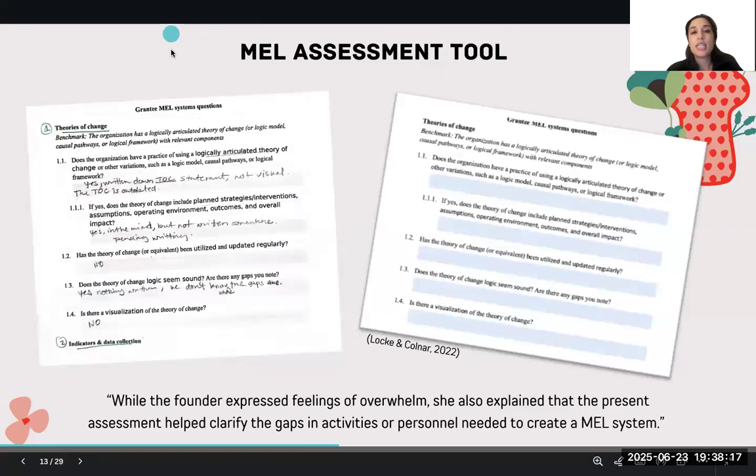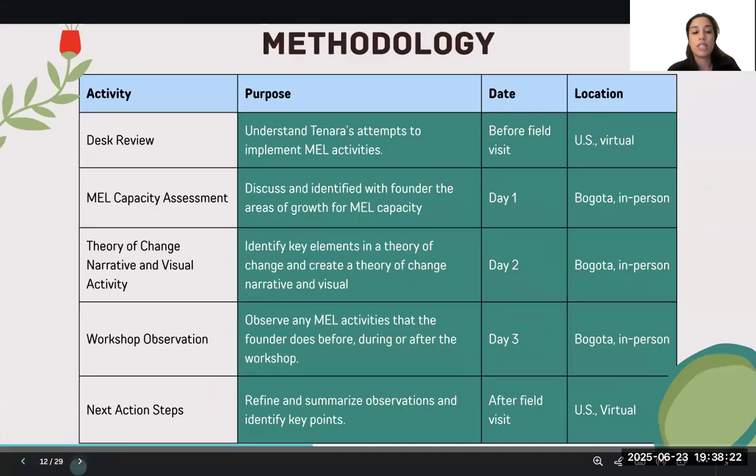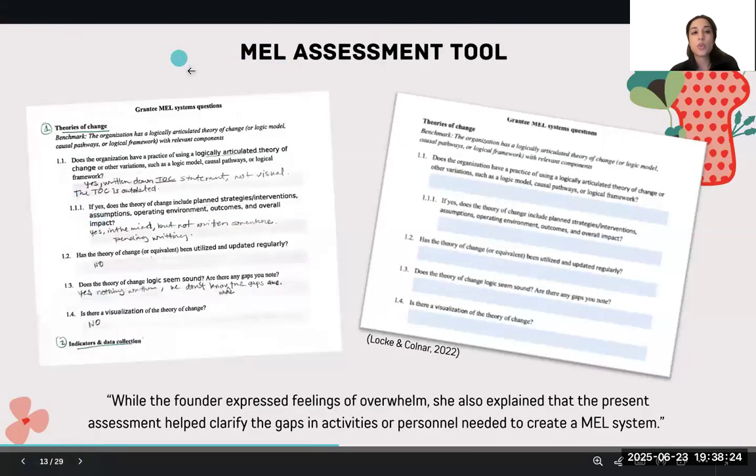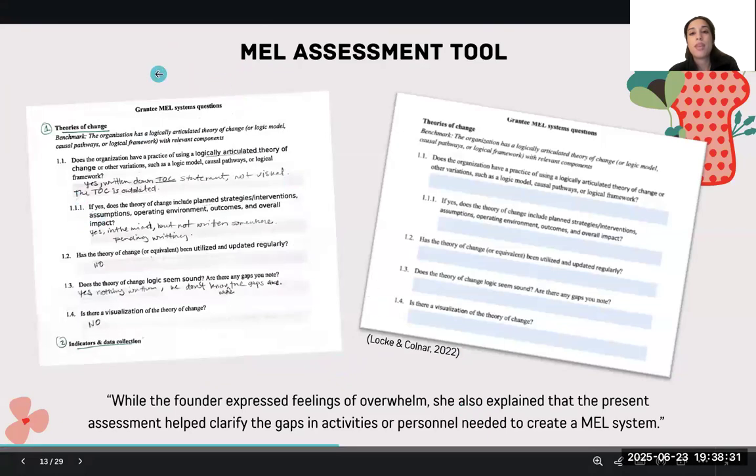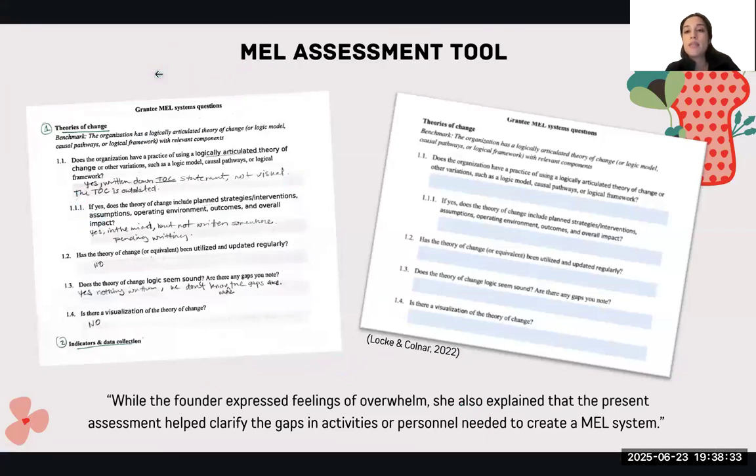So the first thing I did, again, from this chart, now I'm going to go into more detail on what I did. Here's the MEL assessment tool. This comes from Lockie and Kolnar, and they developed a grantee MEL assessment tool for organizations that get funding. I adapted this tool to use for Tenara. On the right, you can see the digital version, and on the left, the printed version with my notes on it.